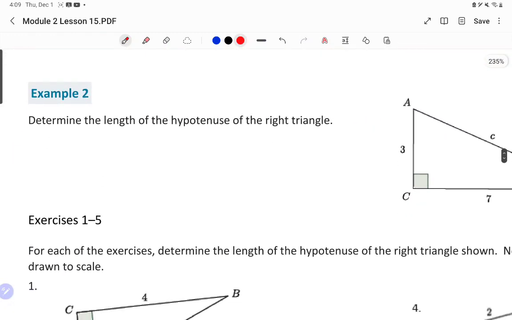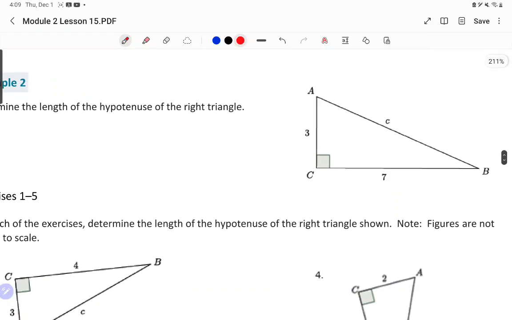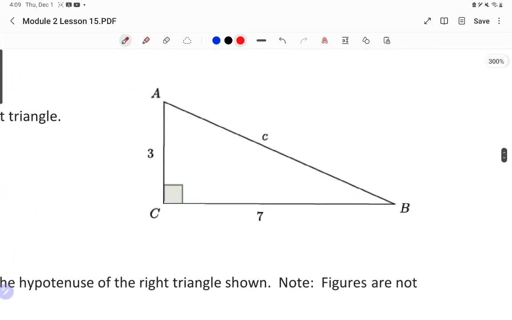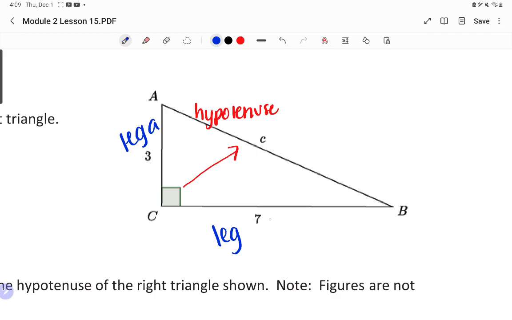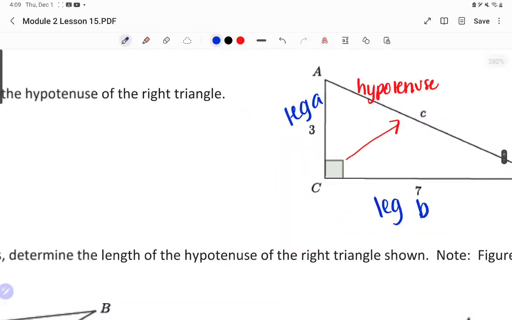All right, now example 2 says determine the length of the hypotenuse of the right triangle. The first thing we're going to do is label our parts of the triangle. So I'm going to draw an arrow over to where the C is, and I'm going to label this the hypotenuse, because the hypotenuse is always across from our right angle. Then we have our legs, which are attached to our right angle. So we have leg A and leg B, all right?